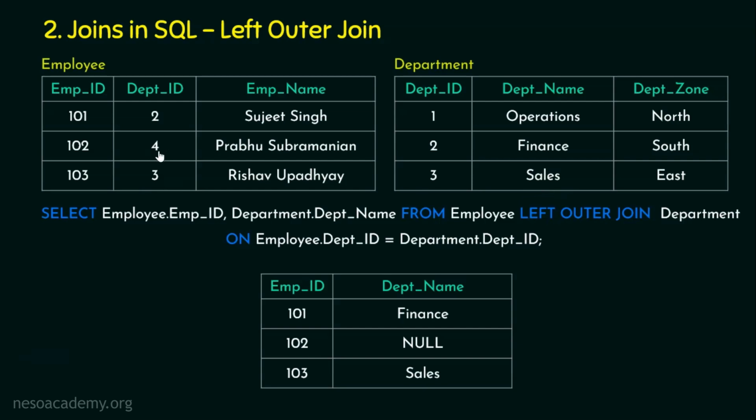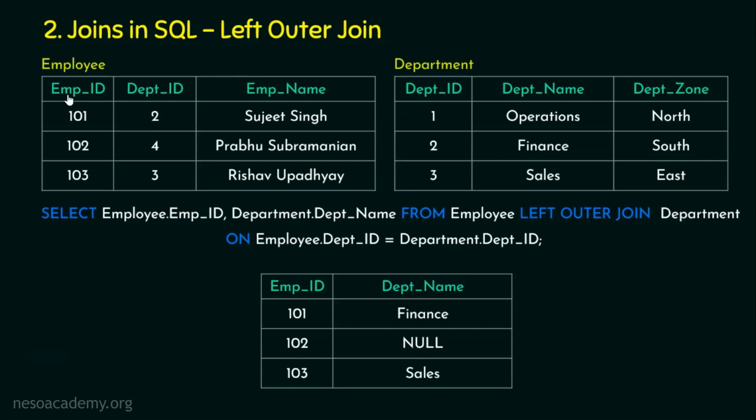What about 4? Actually, the employee ID pertaining to this department ID 4 is 102. 102 will be there because it's a left outer join. What about the value 4, which is not there in the right hand side table, for which it uses a null value? So this is about the left outer join. With this knowledge, let's move on to the right outer join.